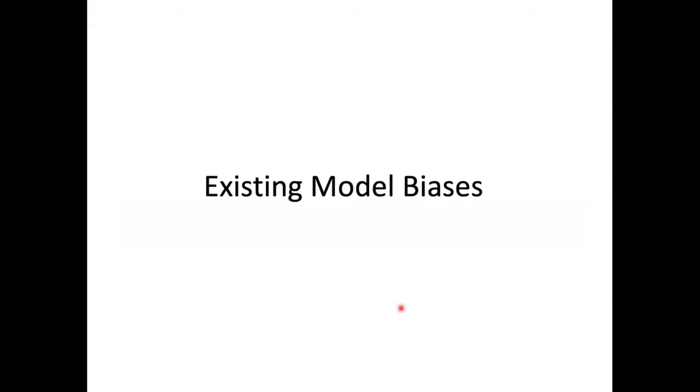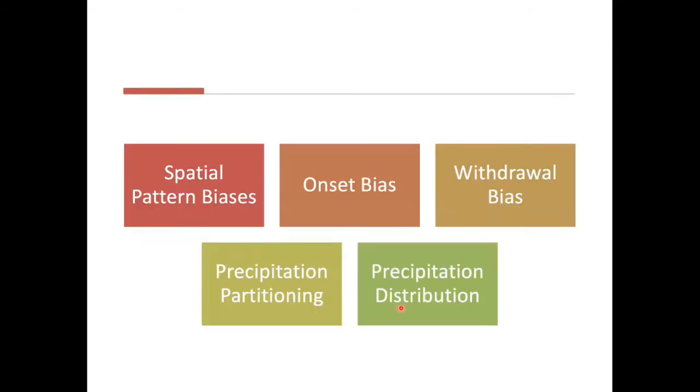So next is the existing model biases. What are the model biases that we have in present-day models? I'll just divide them into spatial pattern biases, that's the mean biases, onset biases, withdrawal biases, biases in the precipitation partitioning, that's the convective and large scale partitioning, and biases in precipitation distribution. I'm not covering a few things here like the ISVs and teleconnections, and also the low pressure systems, which are very important for the precipitation biases that we see over India.